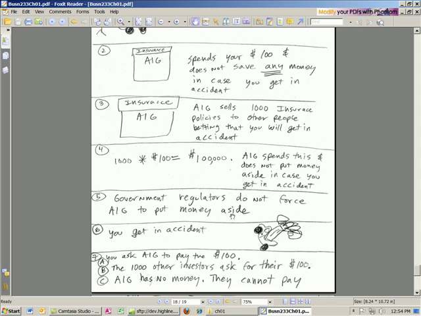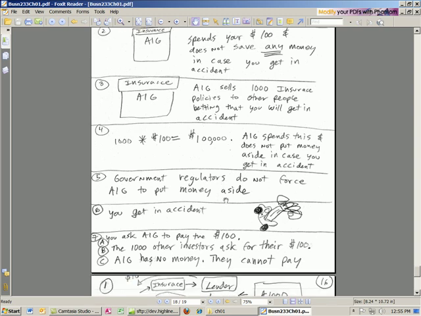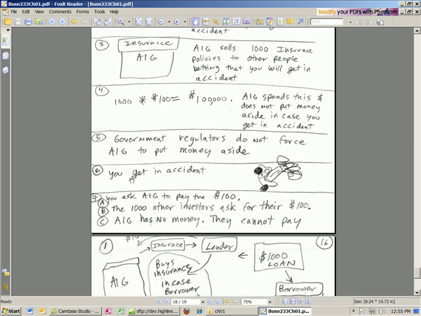Now, in the real car insurance industry, they do. The regulators come in and say, no, AIG, you've got to put some of the money aside. The regulator says, hey, AIG, I know that not everybody is going to get in an accident. So maybe they make them put aside a proportion of the amount so the people that do get in accidents can be paid. But in this example, which is a parallel example of credit default swaps, the regulator says, you don't have to put anything aside.